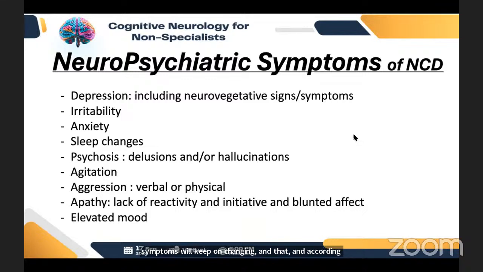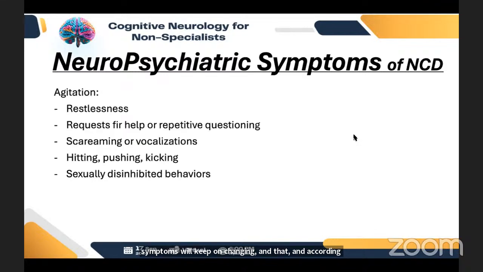So throughout the course of the illness, symptoms will keep on changing, and according to that, you will also change the treatment plan. Agitation, which is a very common symptom, as I said, could include anything from being restless or requesting help, to sometimes repeating questions, which could be very annoying for care providers. And if you don't answer the patient, they might get agitated again for not being responded to: screaming or vocalizations, repeating words, hitting, pushing, kicking. Sexually disinhibited behavior is also common, and it's a form of agitation.